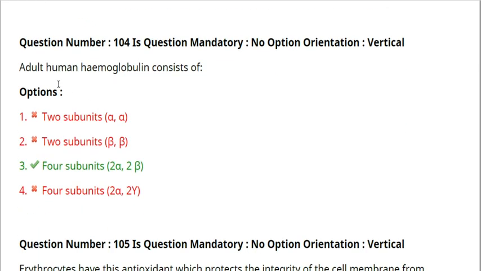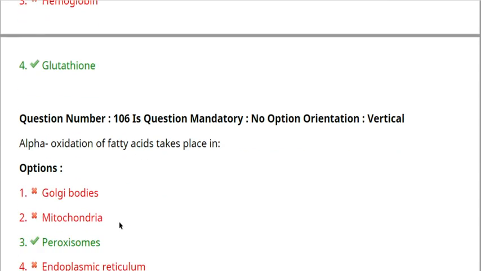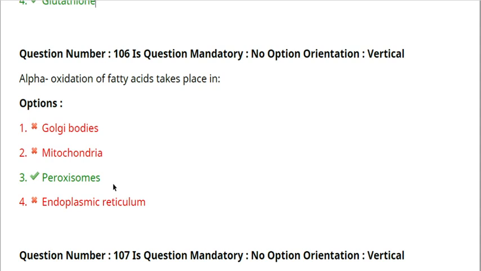Adult human hemoglobin consists of 4 subunits, made up of 2 alpha units and 2 beta units. Whereas fetal hemoglobin is again made up of 4 subunits, but 2 alpha units and 2 gamma units. Next, erythrocytes have antioxidants which protect the integrity of the cell membrane from oxidative damage. That is glutathione, which has an antioxidant property. Next, alpha oxidation of fatty acid takes place in peroxisome, whereas omega oxidation takes place in the endoplasmic reticulum, and beta oxidation takes place in your mitochondria.